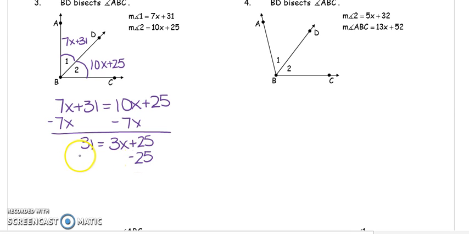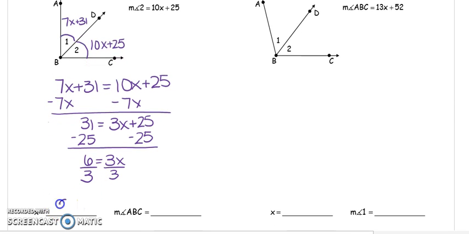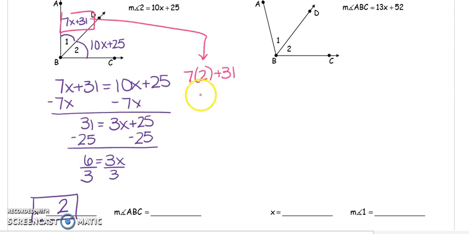We'll subtract the 25, which will make 6 equal to 3x. Dividing by 3 then, I've got that 2 is equal to x. Now, I want to figure out what the measure of angle ABC is. Well, I don't have anything up here for ABC, so I'm going to take that 2 and plug it back into one of these angles. That's 7 times 2 plus 31, which will give me 14 and 31, which is 45.